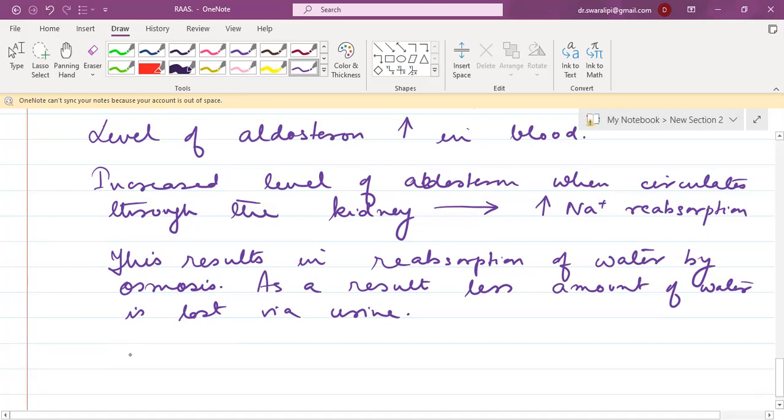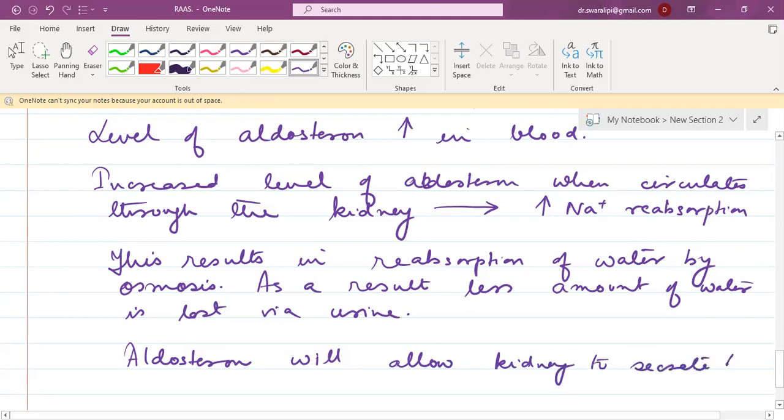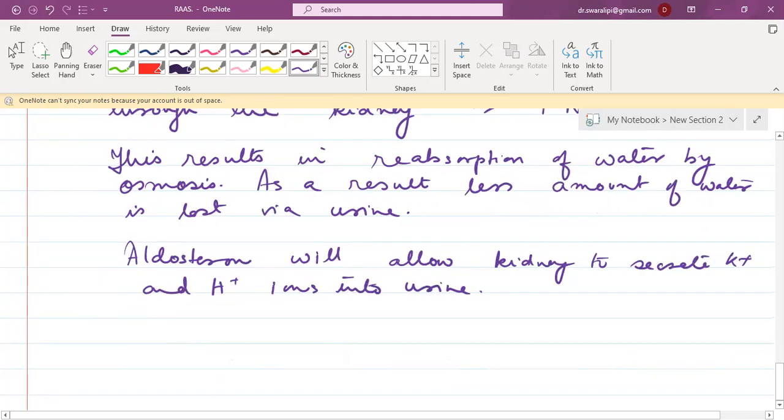So after this reabsorption of sodium ion, aldosterone will allow the kidney to secrete potassium and hydrogen ions into urine. Okay, done. Now, this particular event, this is ultimately what is happening.